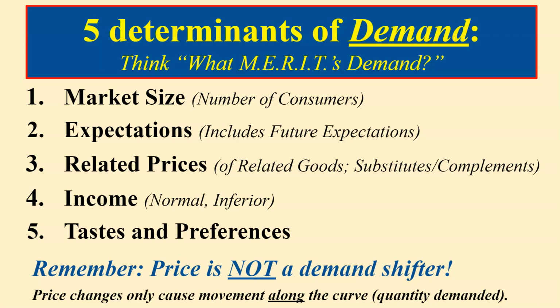Super Bowl commercials coming up are a great example of taste and preference. People see the commercial, all of a sudden they think of the product again, and they go out and buy that product. That's a shift in demand. That's a change in taste and preference.